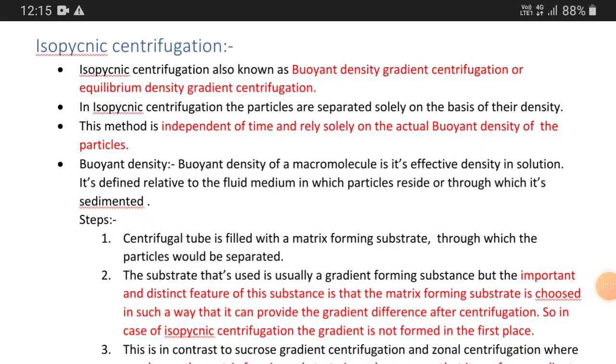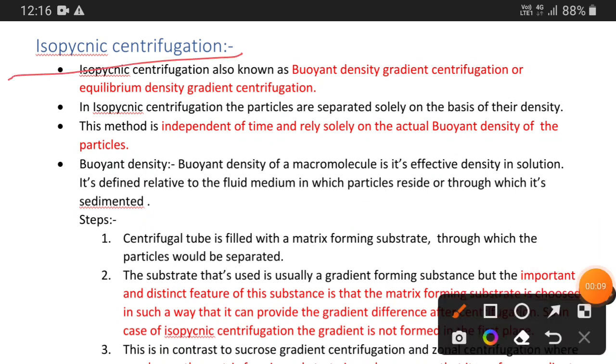Today we are going to discuss a type of density gradient centrifugation known as isopycnic centrifugation. Isopycnic centrifugation, also known as buoyant density centrifugation, also known as equilibrium density centrifugation, separates material based on their differences in buoyant density.